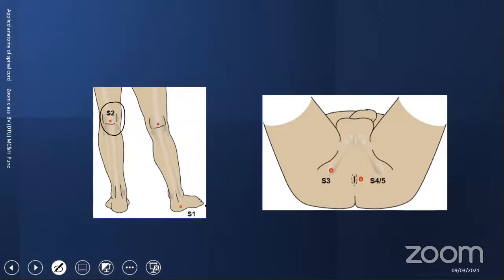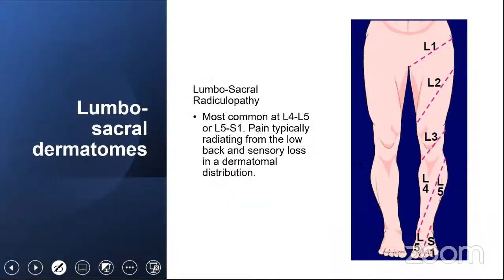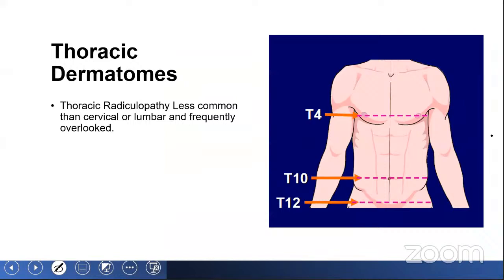This is a S3 dermatome, and near the radiculopathy we have defined already the radicular pain. Most common at L4, L5 or L5, S1. Radiculopathy is common below the knee, L4, L5 or L5, S1. Pain typically radiating from the low back and sensory loss in a dermatomal distribution is seen. So for localization, you should know what are the dermatomes. The thoracic dermatomes are usually involved in herpes zoster.